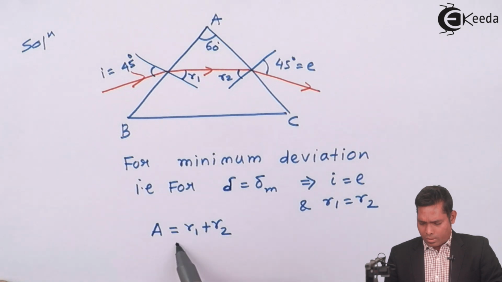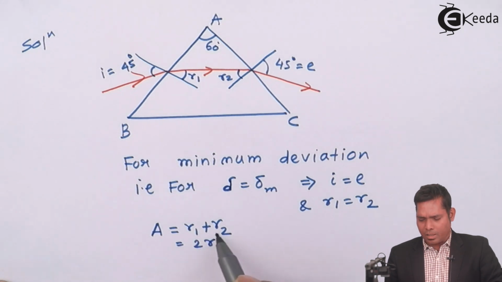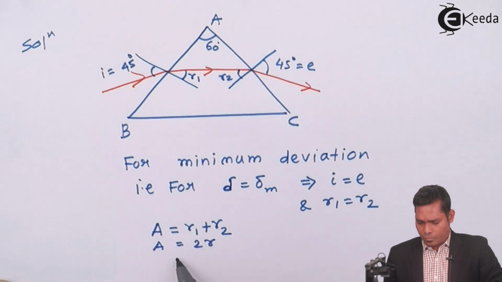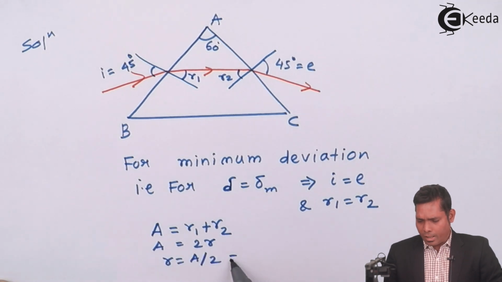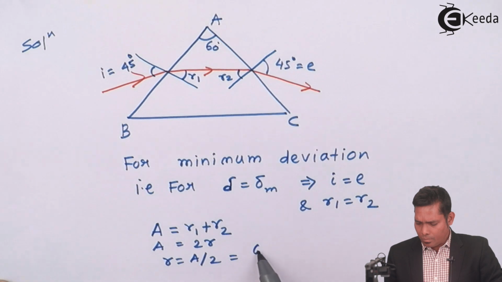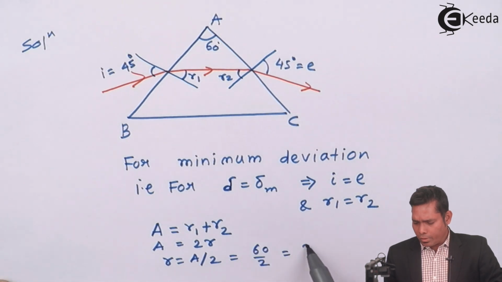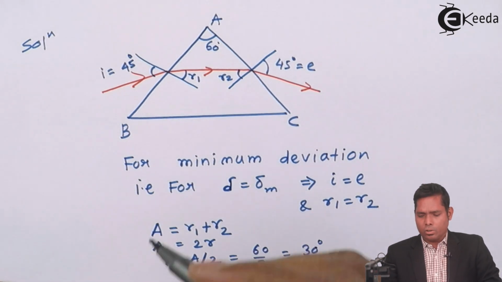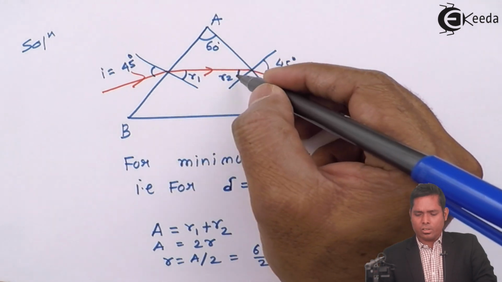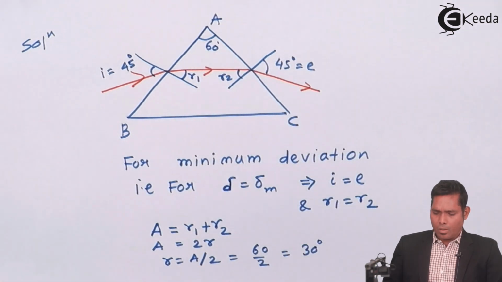So I will call this 2R, R plus R, 2R is A. So from here R is A by 2. A is given as 60, so R is 60 by 2, so obviously it is 30 degree. So this angle is 30 degree, this angle is also 30 degree.